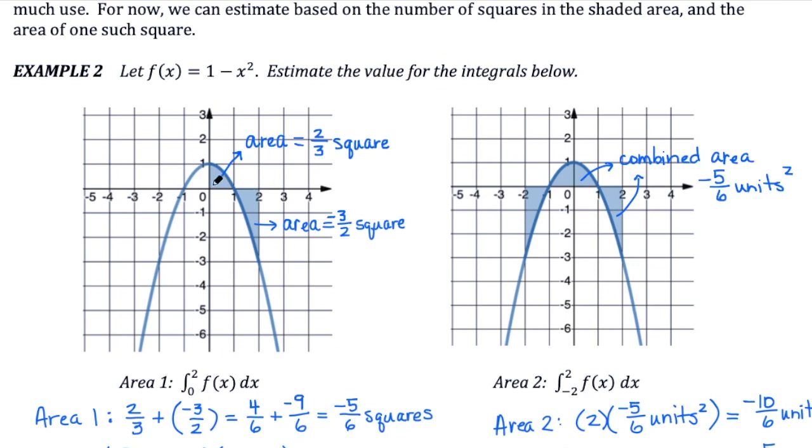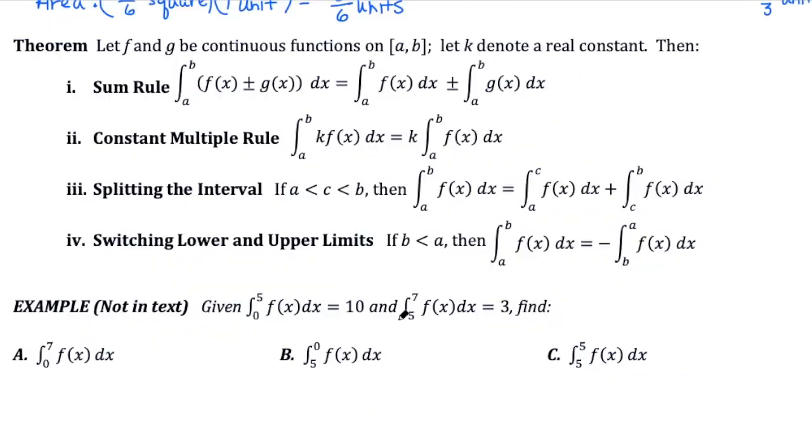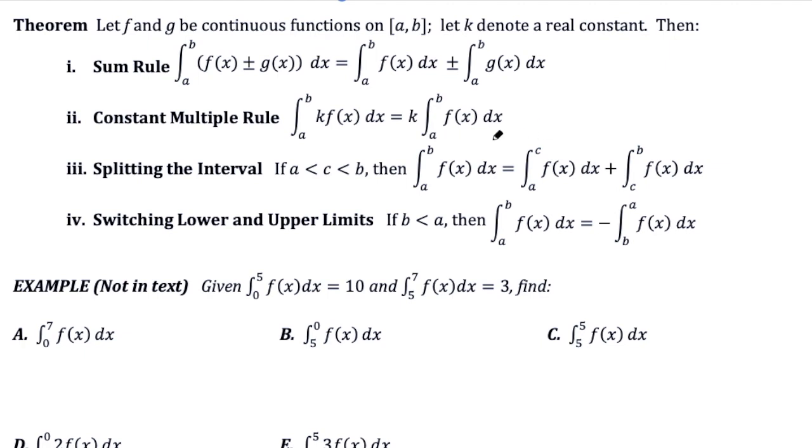If I want to know the integral from A to B, where 0 is my A value and 2 is my B value, and I have this C value of 1 in the middle, I can find the integral from 0 to 1, and then I can add to it the integral from 1 to 2. And finally, this last rule, switching the lower and upper limits.